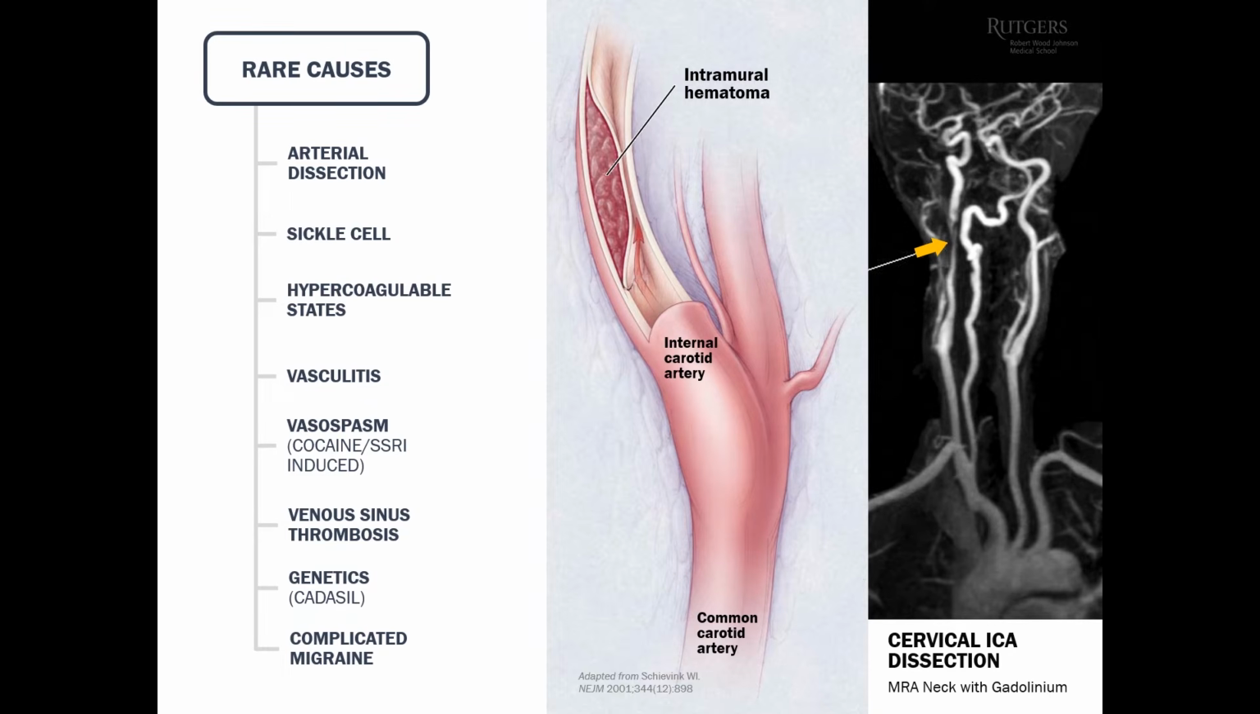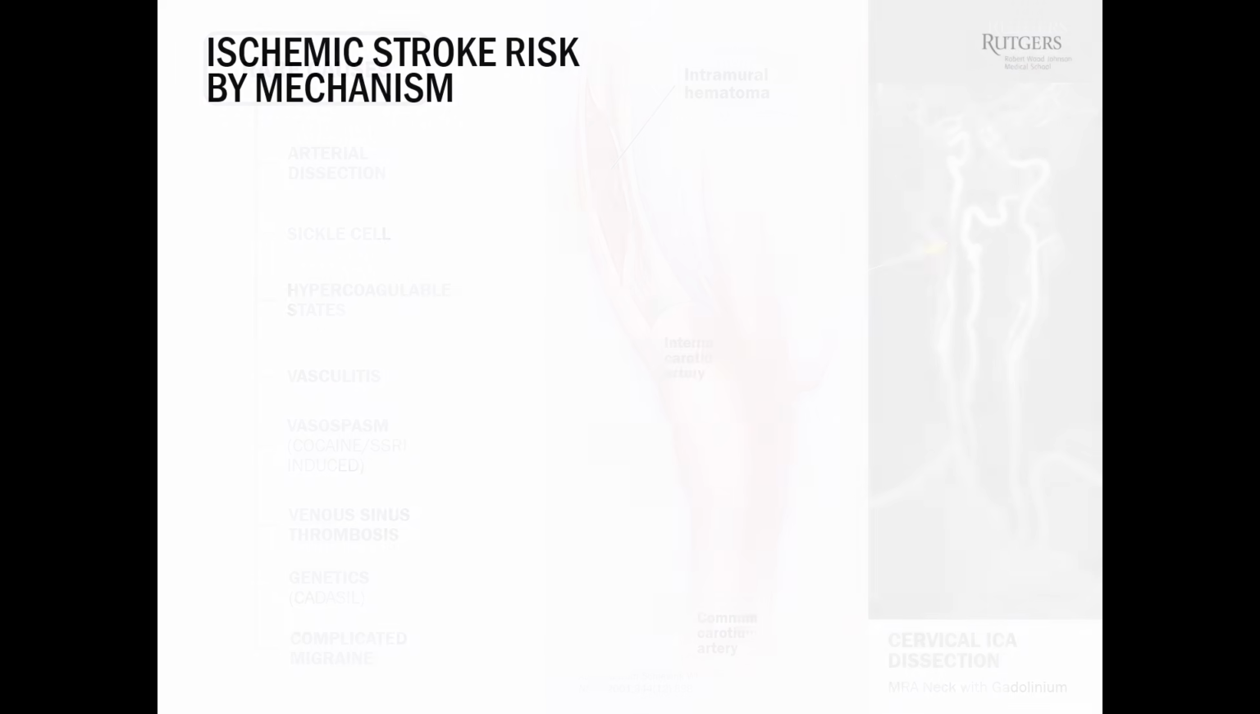Well, that was a lot of information, but I know what you're thinking. Which stroke mechanisms are the most dangerous? Which ones do I really need to worry about? Well, that's a great question, and I'd like to illustrate that concept of ischemic stroke risk with dogs.